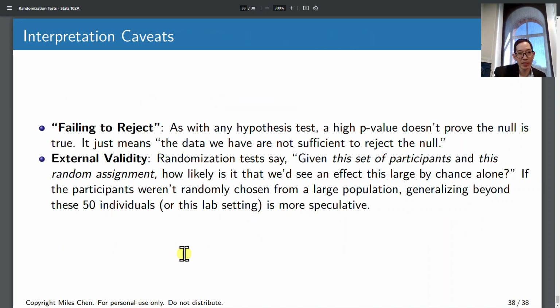Okay, and then this is just a warning for any kind of hypothesis test: failing to reject doesn't prove the null is true. Okay, and then again in this case we didn't have random sampling, we just had random assignment. So trying to generalize to a larger population is a little bit more speculative there.